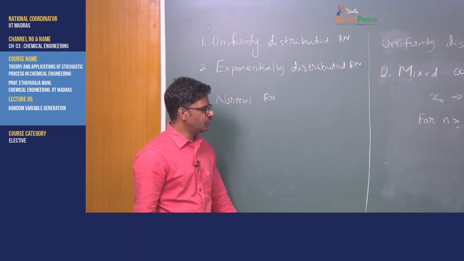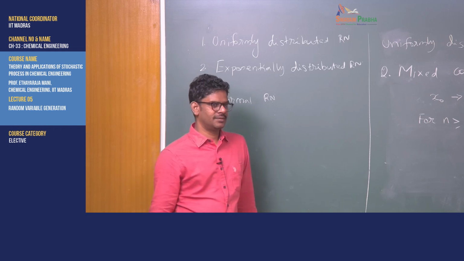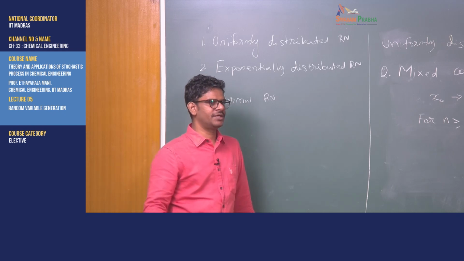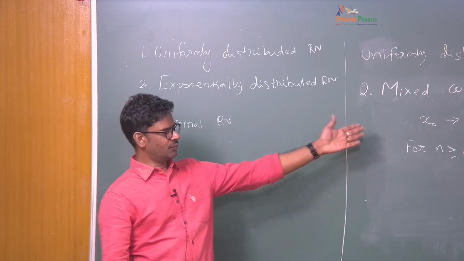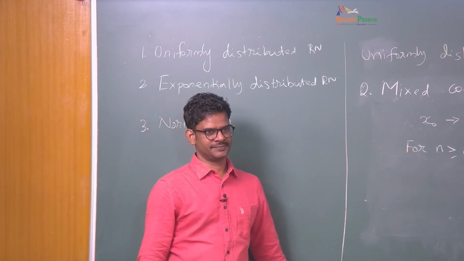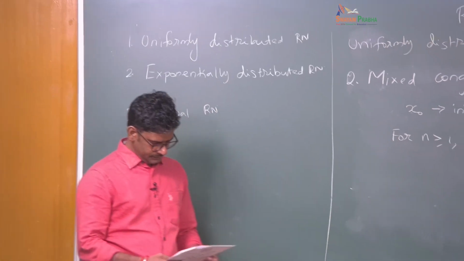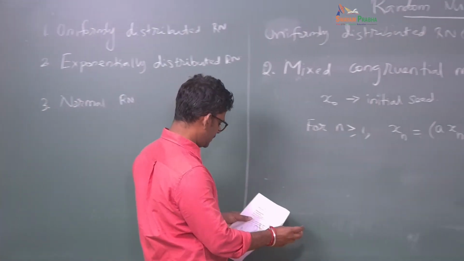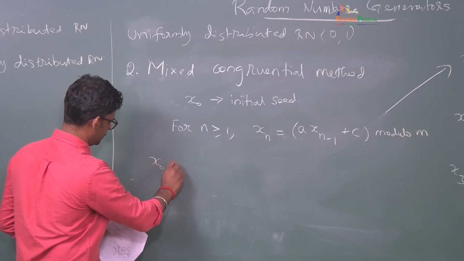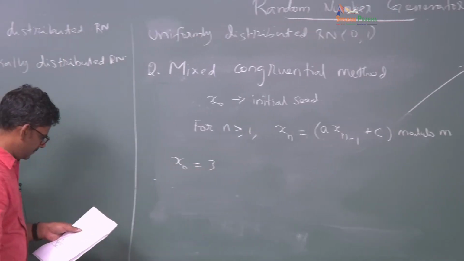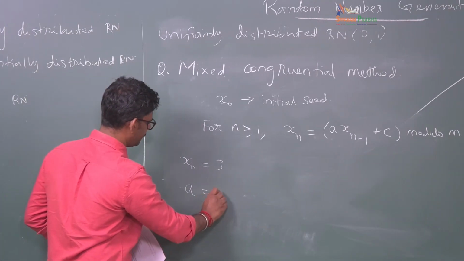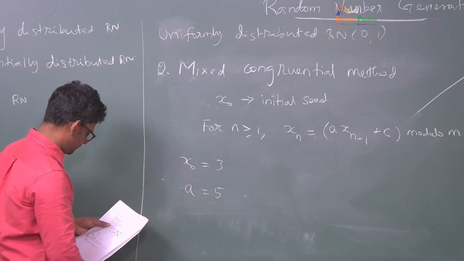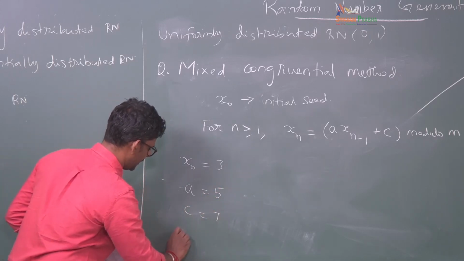But if you have ever used MATLAB or any other software to generate random numbers, it could have actually used one of these approaches. So you can probably try this example. You can take x naught as 3, a as 5, c as 7, and m as 200.